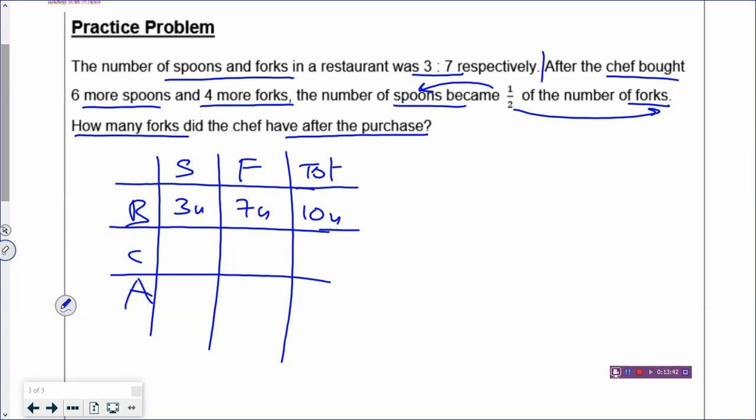Alright, now, after the chef bought 6 more spoons, so you plus 6, and 4 more forks, so you plus 4, the spoon became 1, so you have to call it 1 part. You cannot call it 1 unit. Once you have called units already, you have to use a different term, which is parts. And then the forks will be 2 parts in the end, and the total in the end is 3 parts. So how many forks did the chef have after the purchase? Question mark. And you are done. Okay, finish. That's how you fill in the boxes.